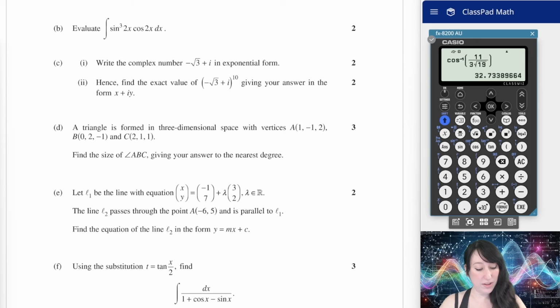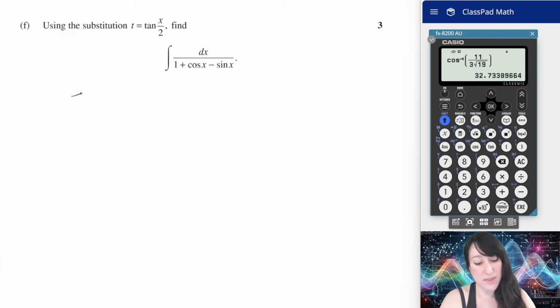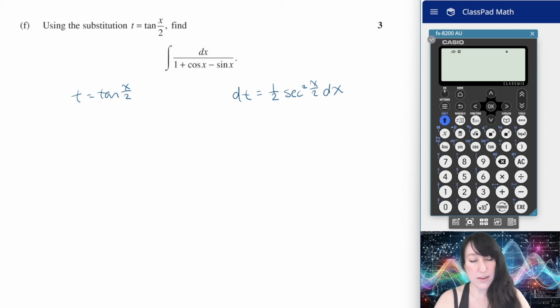Question 11f. Using the substitution t equals tan x over 2, find the integral of 1 over 1 plus cosine x minus sine x dx. Okay, let's start with that t substitution. Maybe first we'll find out what dx is by taking the derivative here. Now solving for dx, 1 over secant squared is cosine squared.